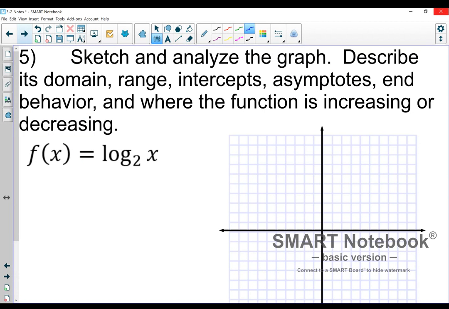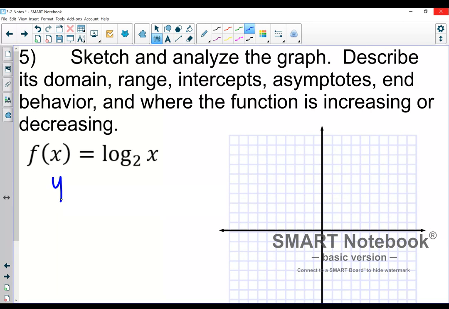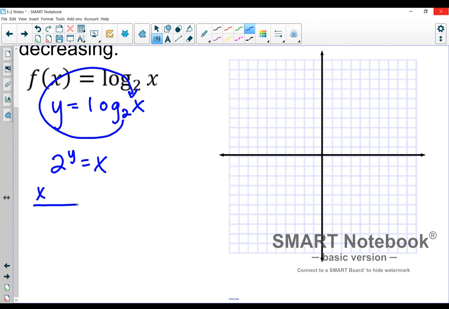So now we're going to go ahead and look at sketching and analyzing a graph. So let's go ahead and rewrite this with a y. And then whenever I am graphing a logarithm, I always go through and change it to exponential form. So my exponential form would be 2 to the y power is x. And then when I make my table, I find it much easier to put my numbers in for y. It's so much easier to substitute for the exponent and then figure out what it equals.